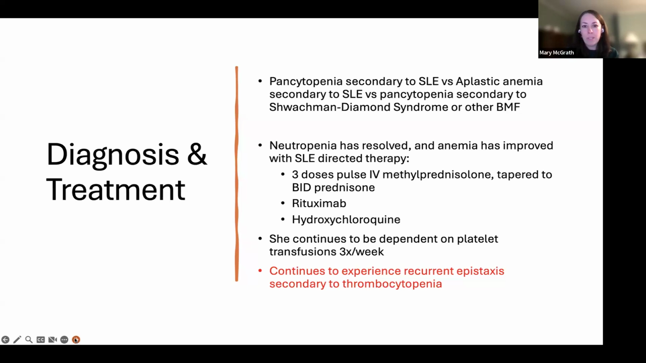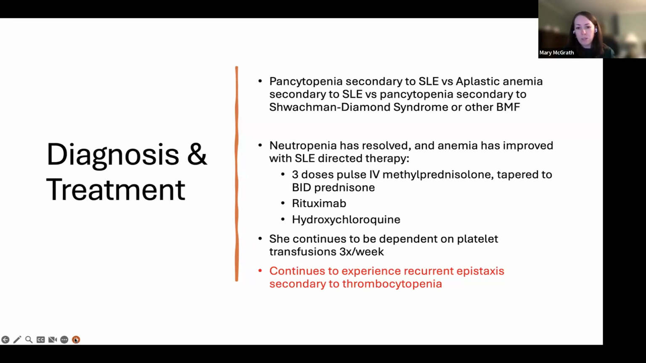She was started on lupus-directed therapy, including high-dose steroids, rituximab, and hydroxychloroquine. And her counts have had a nice improvement. Her neutropenia had resolved with lupus-directed therapy. Anemia was improving, and she's been transfusion dependent for probably about a month now. However, her platelet counts continue to be low in the low teens, and she's been continuing to receive 3 times weekly platelet transfusions at this point.